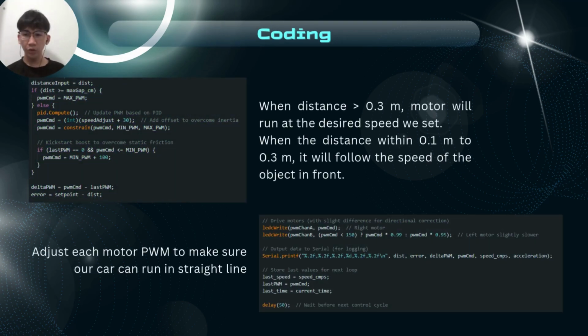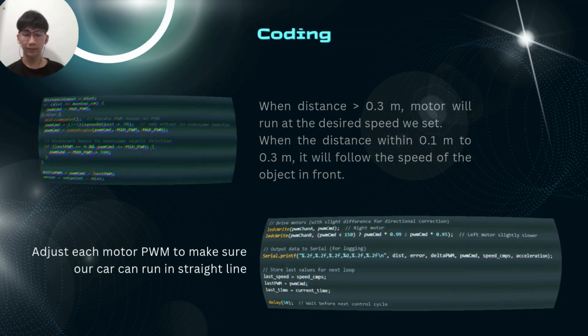In our code, the motor behavior changes based on distance. If the distance is more than 0.3 meters, the car runs at the preset speed. If it's between 0.1 and 0.3 meters, it measures the speed of the lead car. If it's below 0.1 meters, the car slows down or stops. We also fine-tune each motor PWM to ensure the car moves in a straight line.